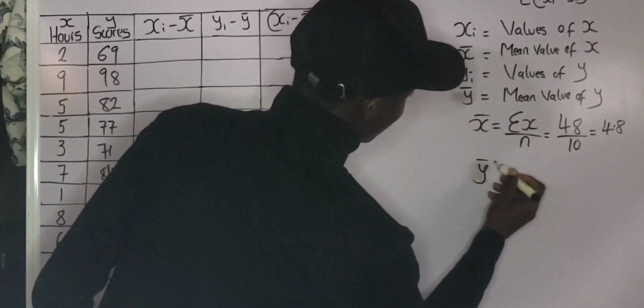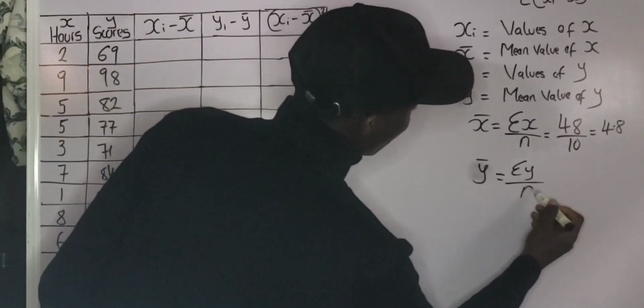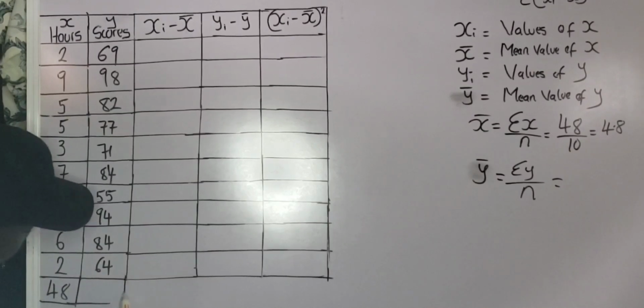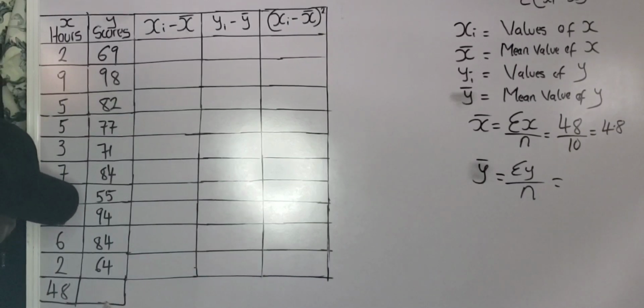So the mean value of y is what? Summation y, I'm going to add all the values of y together all over n. So if you sum all the values of y together, you are going to get 778.